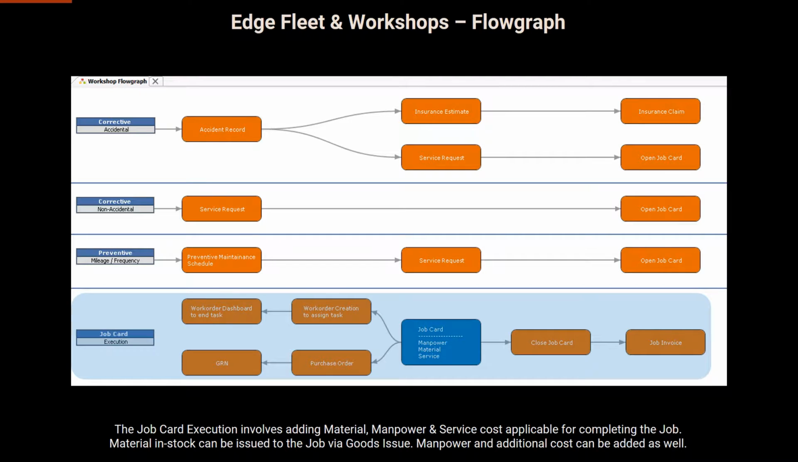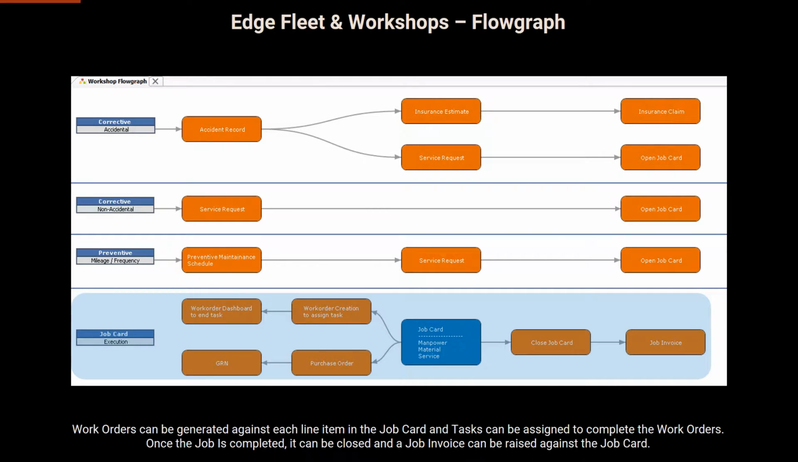The job card execution involves adding material, manpower and service cost applicable for completing the job. Material in stock can be issued to the job via goods issue. Manpower and additional cost can be added as well. Work orders can be generated against each line item in the job card and tasks can be assigned to complete the work orders. Once the job is completed, it can be closed and a job invoice can be raised against the job card.